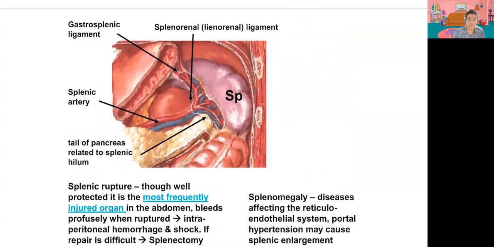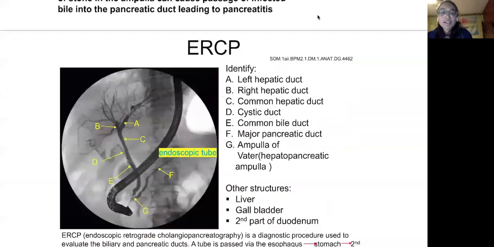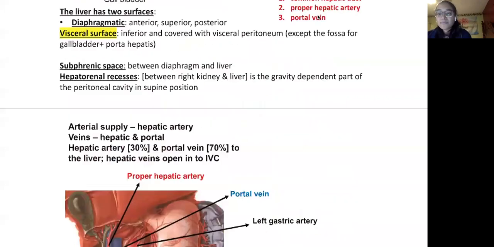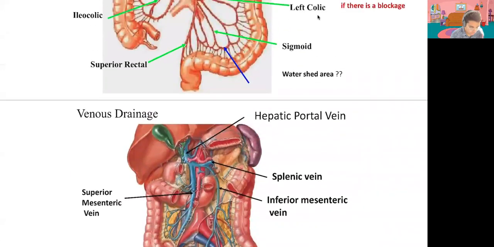Hey, Kish. Yeah, what's up? Quick thing. Can you go over the watershed area? Some of the students were asking about that really quickly. Yeah, no problem. Let me pull it up.